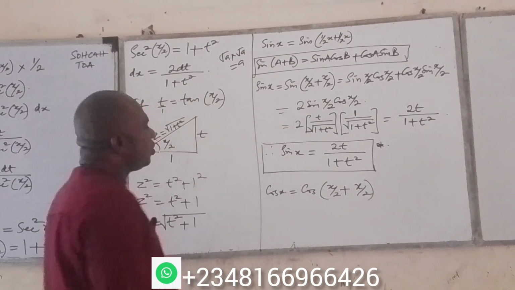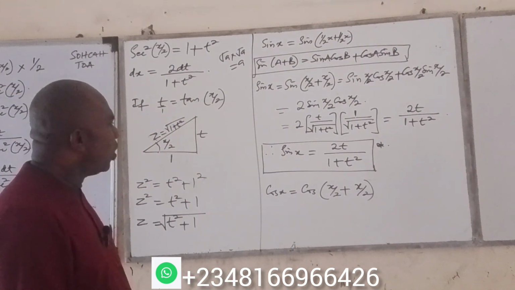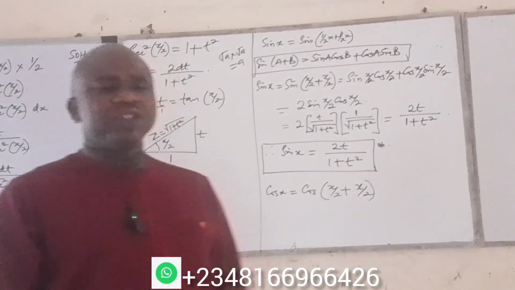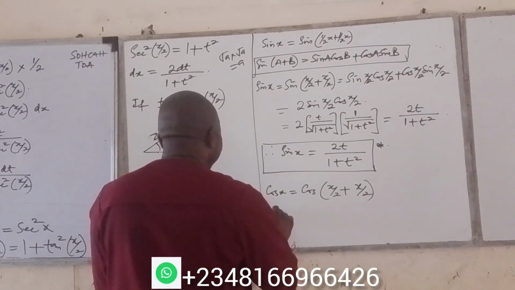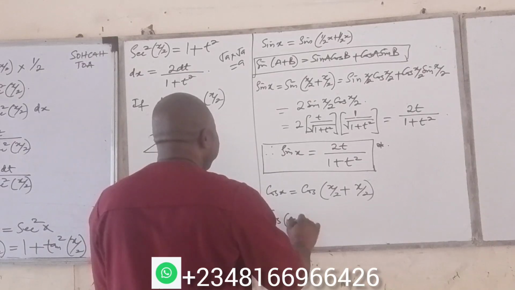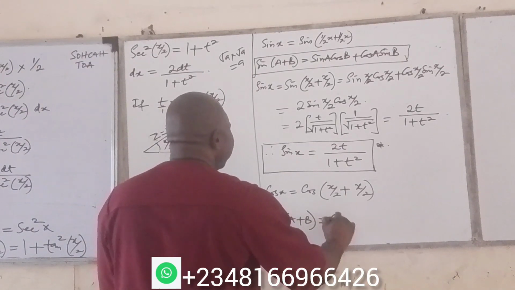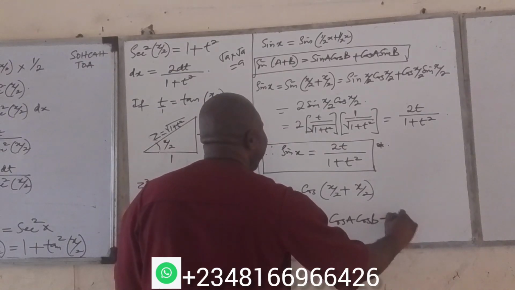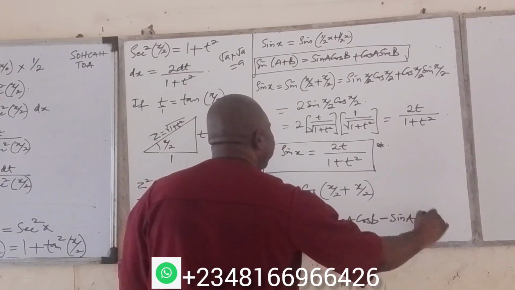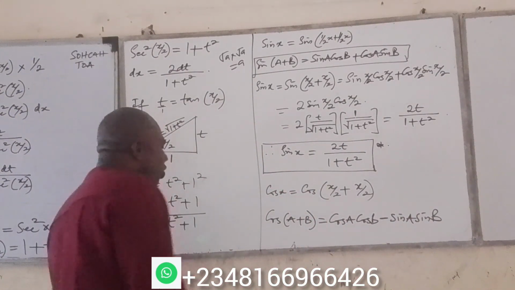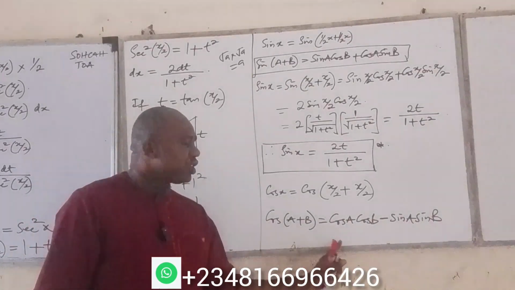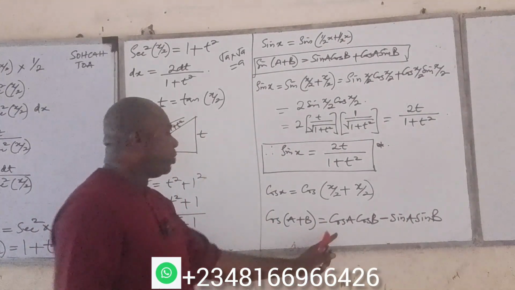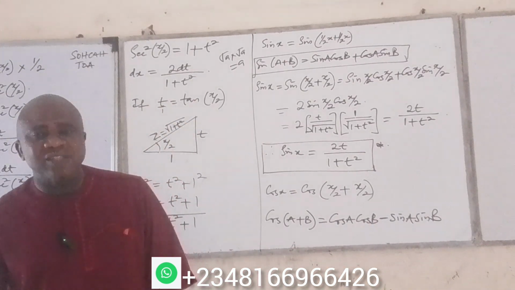Yes, cos x over 2 plus x over 2. I remember from the compound angle relationship in trigonometry, cos(A + B) is the same as cos A cos B minus sine A sine B. Please take note: cos(A + B) is cos A cos B minus sine A sine B.